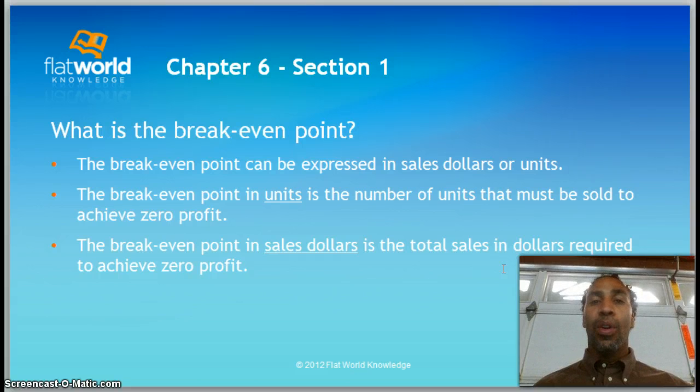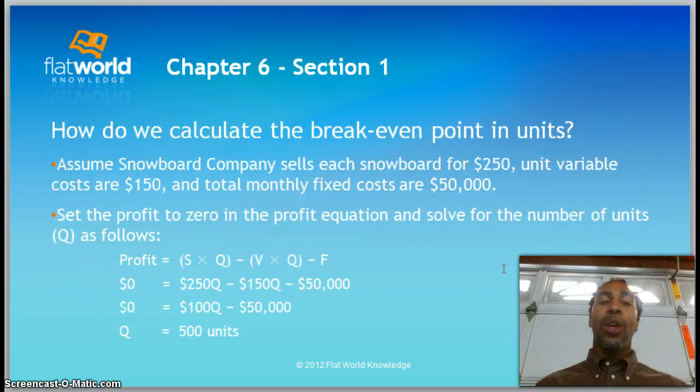But if you're at a snowboard company, you can use the equation to figure it out in units instead. So how do we calculate the break-even point in units? And we'll start with that format. Assume a snowboard company sells each snowboard for $250. Unit variable costs are $150. So I guess I did remember correctly.